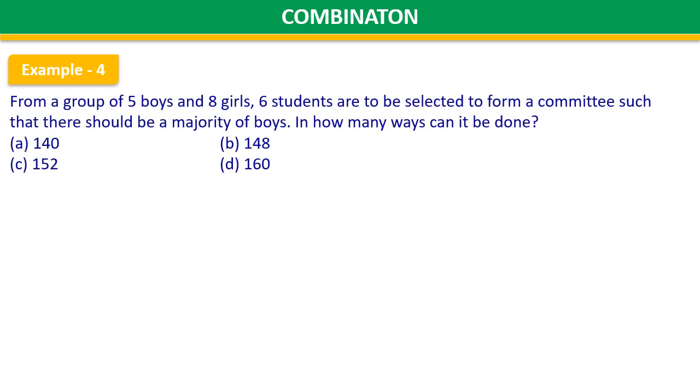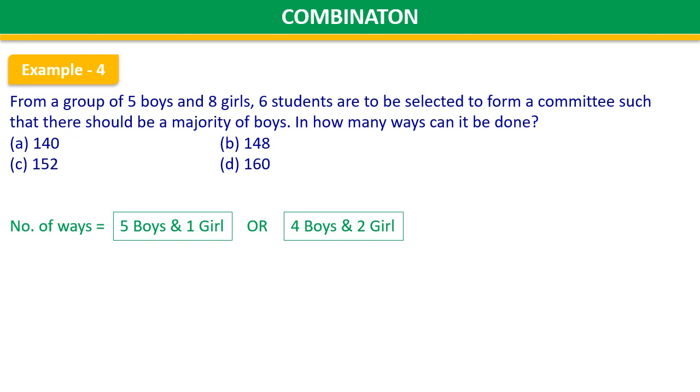Example 4. From a group of 5 boys and 8 girls, 6 students are to be selected to form a committee such that there should be a majority of boys. In how many ways can it be done? The number of ways will be something like this. I will select all 5 boys and 1 girl. This can be one way. Or let us say 4 boys and 2 girls. I cannot go with 3 boys and 3 girls because the problem clearly mentions that there should be a majority of boys. So one way can be 5 boys and 1 girl, and the second combination can be 4 boys and 2 girls.